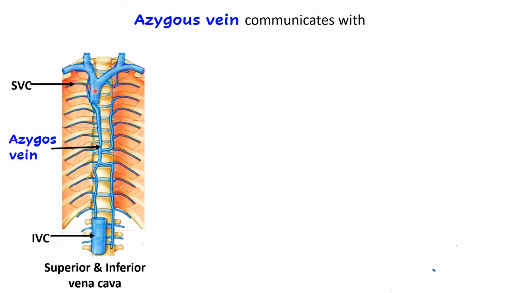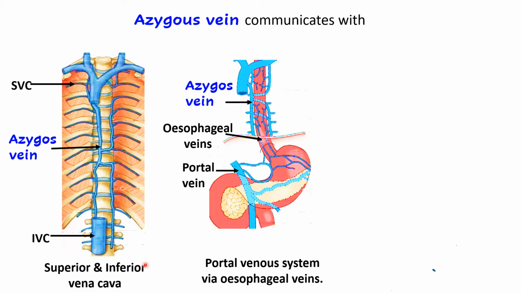Now the azygous vein communicates with the superior vena cava above because it drains into superior vena cava. It is a tributary of superior vena cava, which we can see here, and sometimes it is connected to inferior vena cava also. The relevance of this we will see in the clinical anatomy part. Then second is that it is also connected to the portal vein. So portal venous system also it is connected.